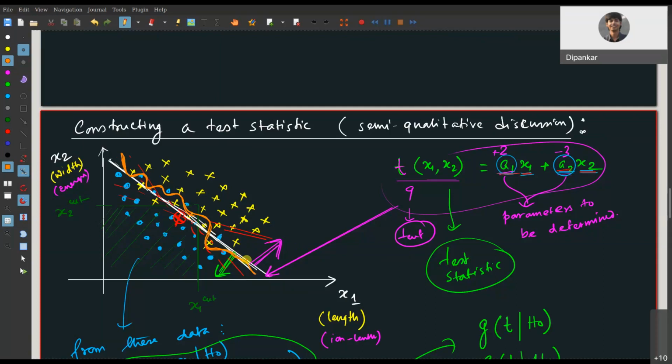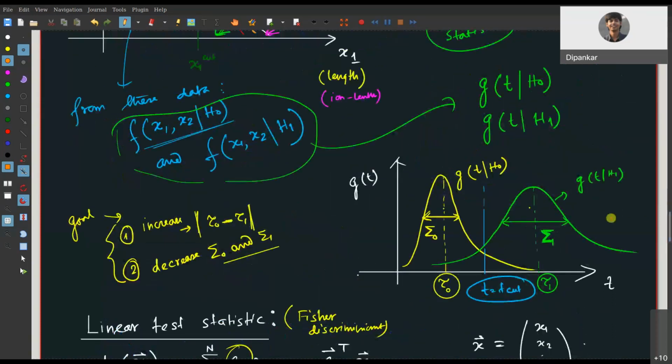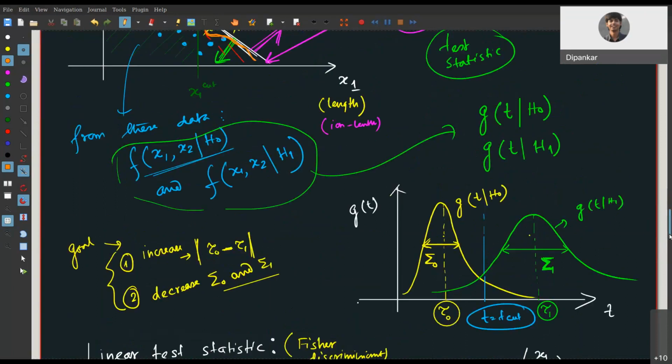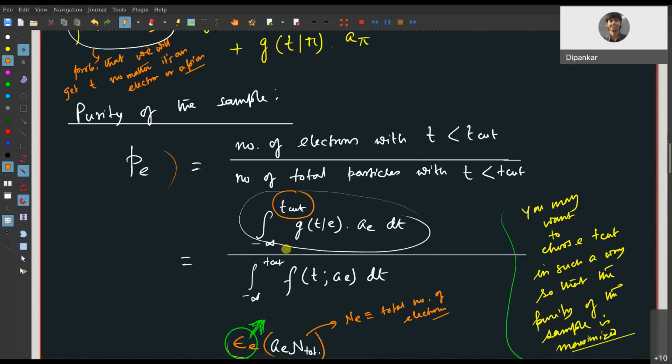So remember, there is always a trade-off between how complicated you want your test statistic to be. The whole job of your test statistic is how well it can separate data. Now, why do you want to separate data? Because you want the purity of the sample to increase. So something like this you want to construct. You want to only have signal, and you want to reduce your background. Okay, that is the job you are doing. So if your pions are background, then you only want to have electrons.